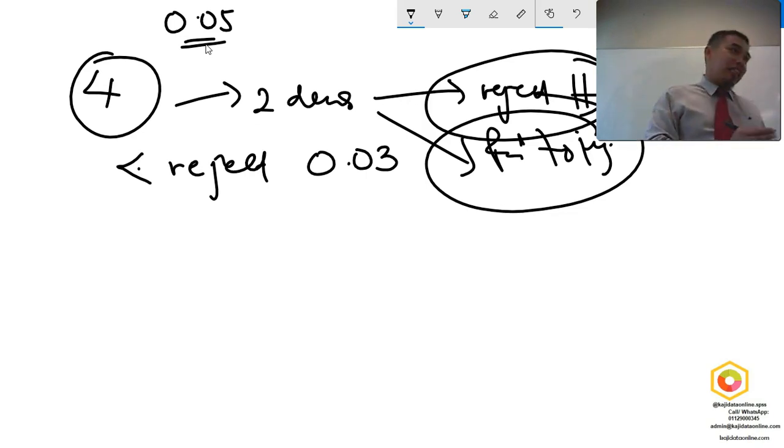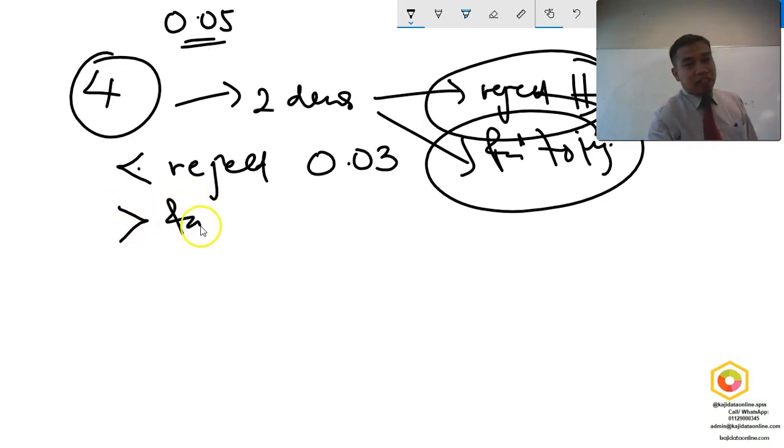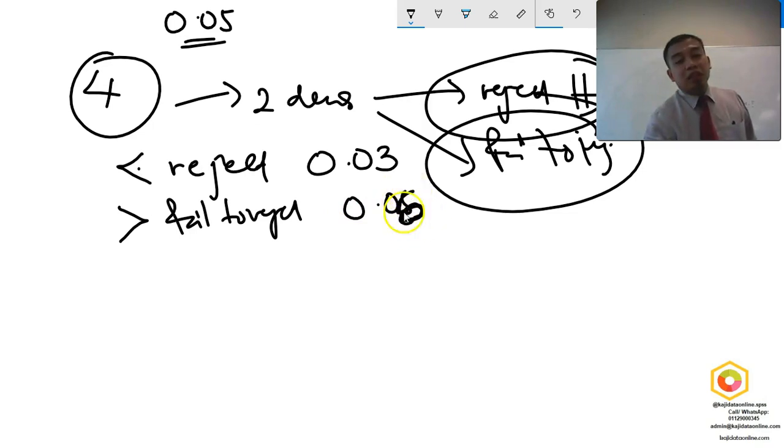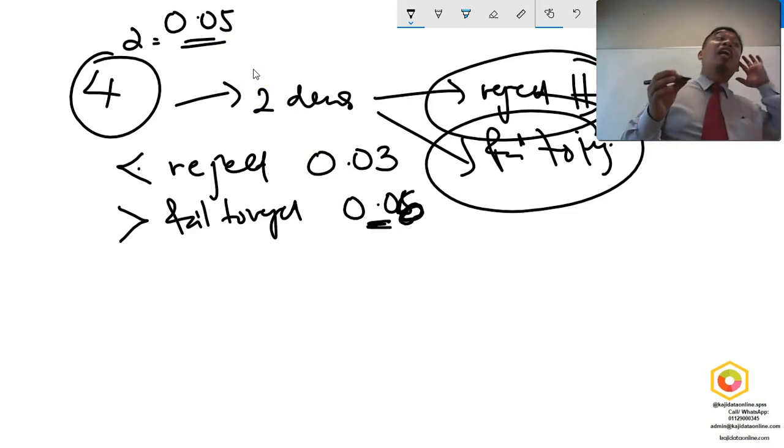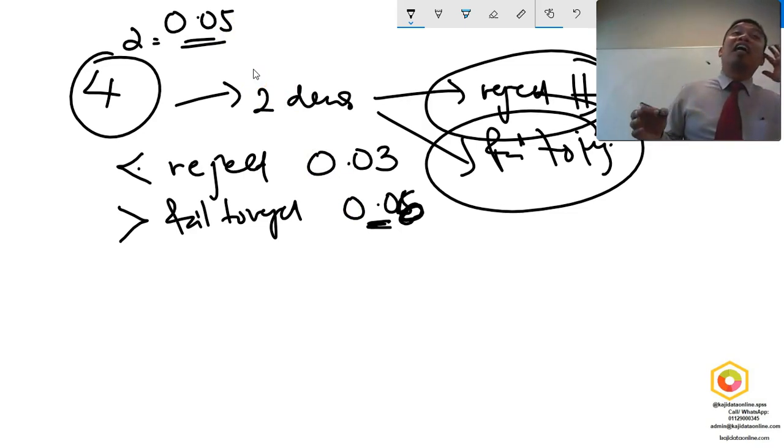Less than, reject. And then another one is more than. More than is fail to reject. For example, after you calculate or after you run the analysis using the statistical software, you find out that your p-value is equal to 0.06. So 0.06 and our alpha is 0.05. So this one is more than, correct or not? Yes, so therefore we fail to reject our null hypothesis. More than, fail to reject.